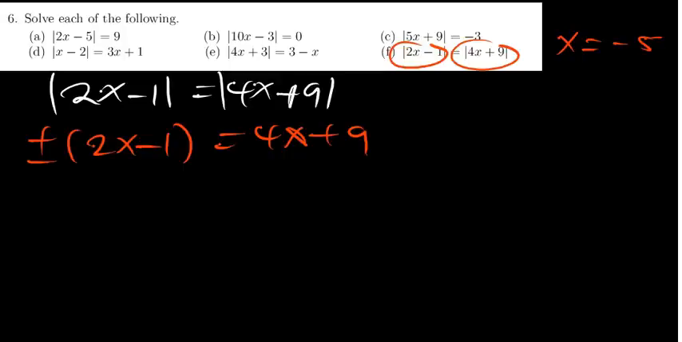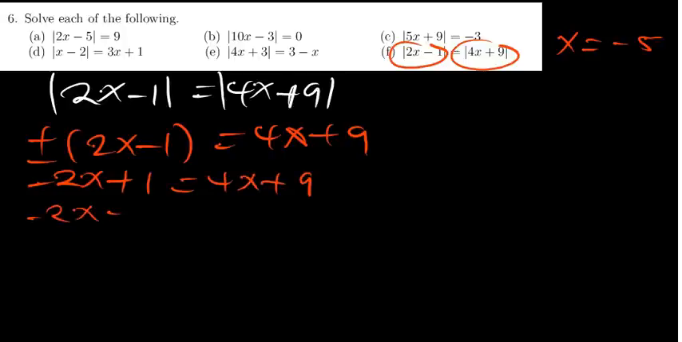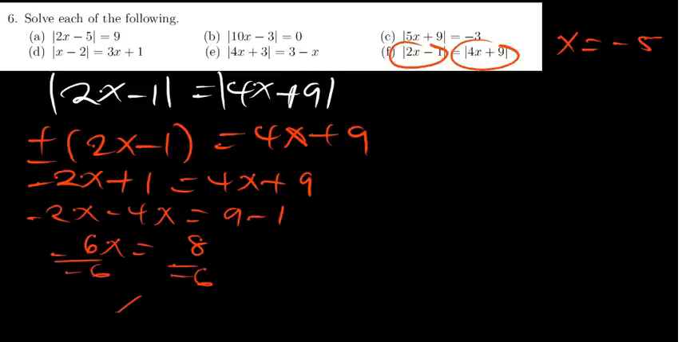So yes, we have solved the one for positive. Now let's multiply by a negative. It's going to be negative 2x plus 1 is equal to 4x plus 9. Now, this is going to be negative 2x. If I shift that, it's going to be 4x is equal to 9 minus 1. These two, negative 6x is equal to 8. I divide by negative 6, negative 6, x will be equal to, 2 here, 4, 2 here, 3. So another value of x should be negative 4 over 3.